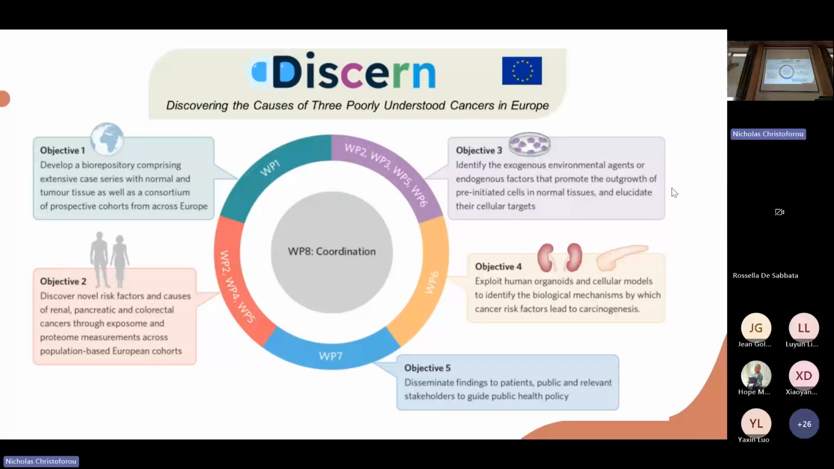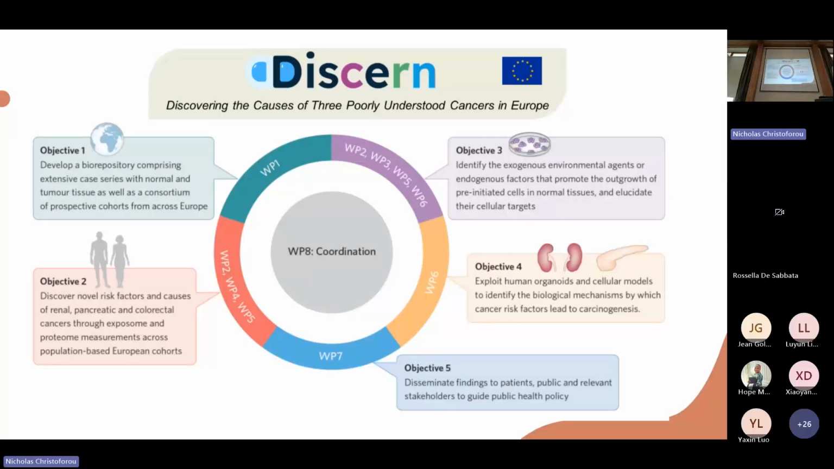I don't have time to go into all the details, but essentially Discern is broken down into 5 main objectives. The first objective is trying to pull together a very large biorepository from European cohorts. In the second objective, we use these data and samples to apply exposome type approaches, so metabolomics and proteomics within these cohorts, to identify proteomic and metabolic risk factors for these different cancers.